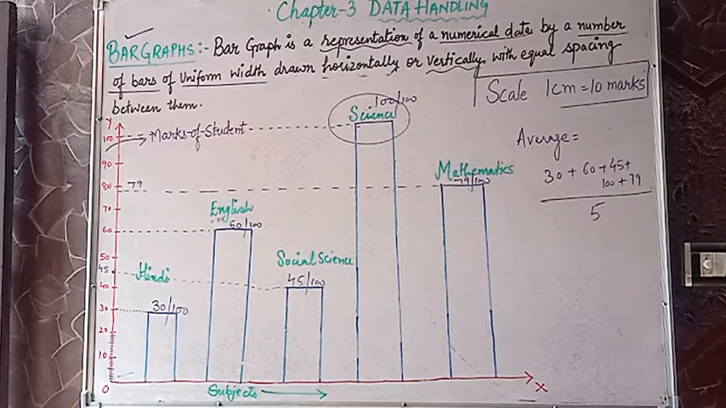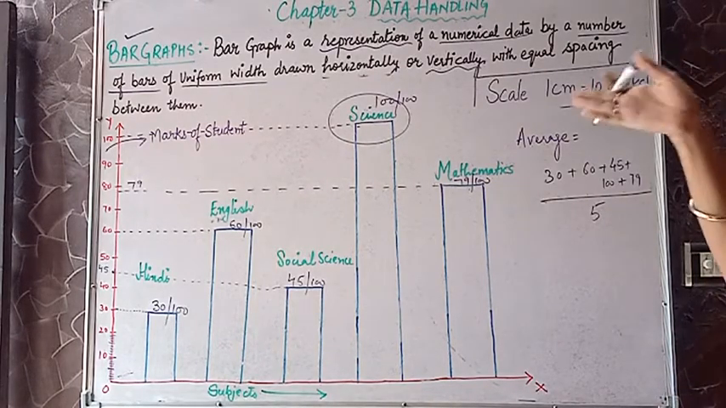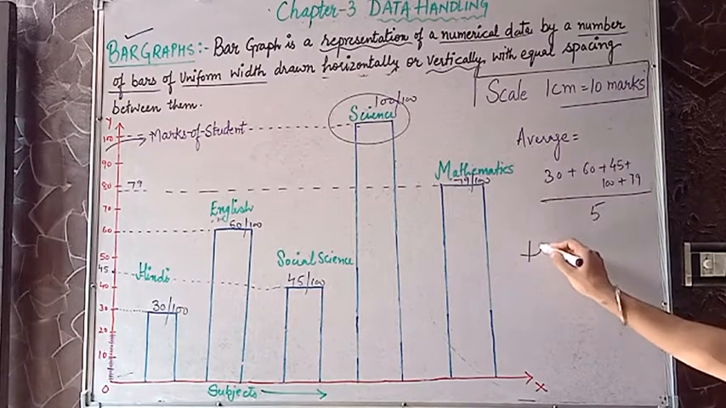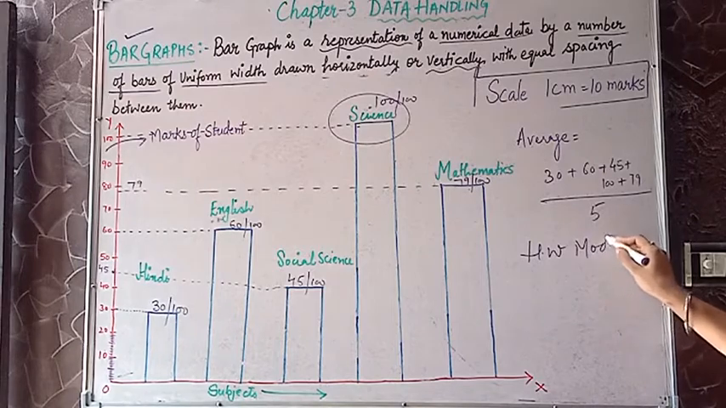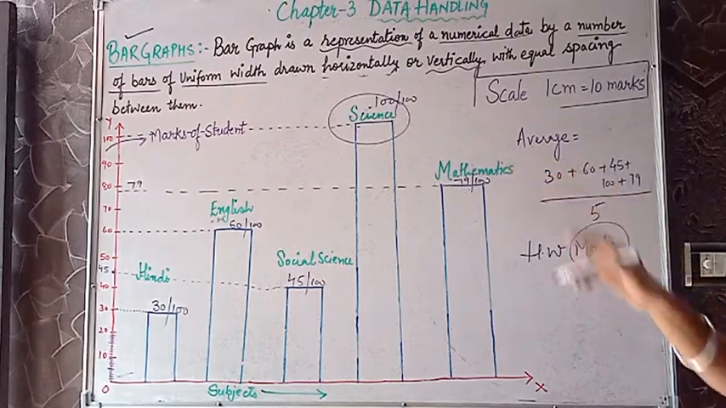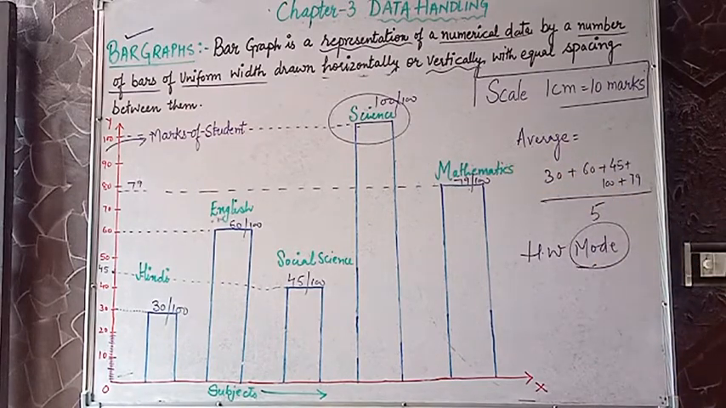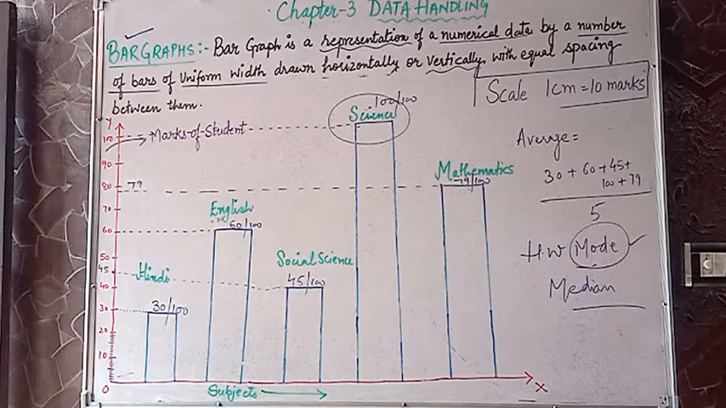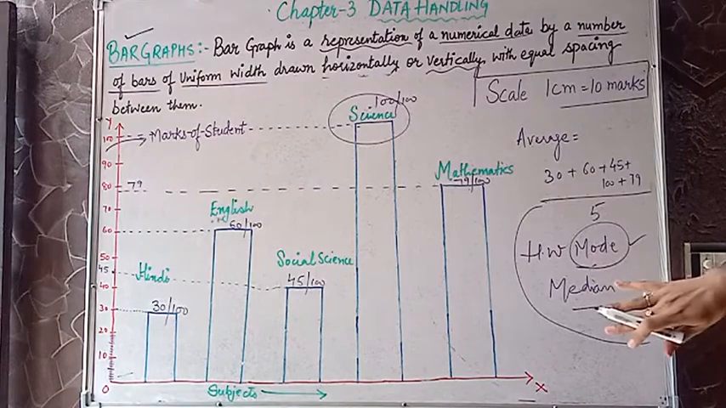Can we find the mode of this data? Can you tell me what is the mode of the given data? This is the homework. You have to tell me, is it possible to find the mode of this graph, or can we find the average only? Let's see. I want to see whether you'll be able to answer or not. Or the median of this data? Can we find the median of this data also? Let's see how many of you will answer. Okay, so this is the homework. I hope you are clear with this.